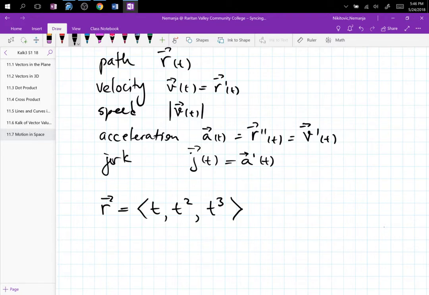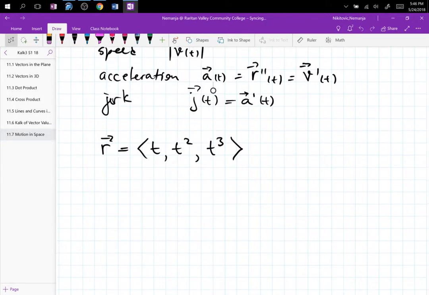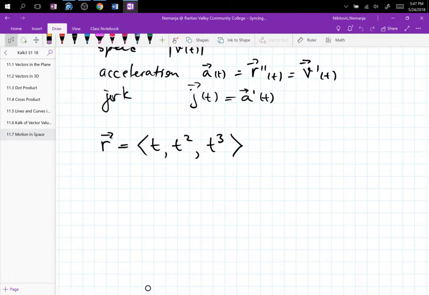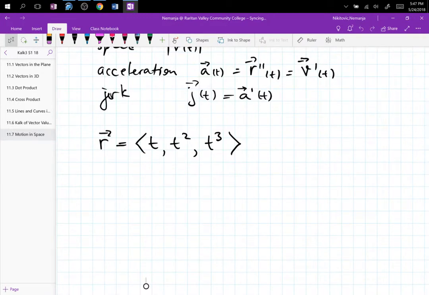So velocity. Derivative of 0 is 0. Yeah. Just making sure. Why would you be making sure?